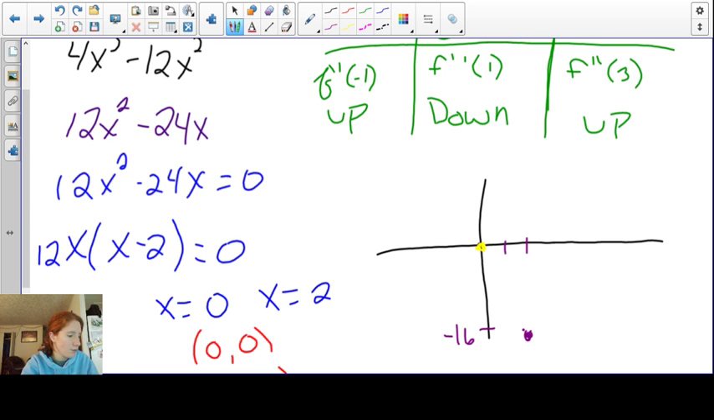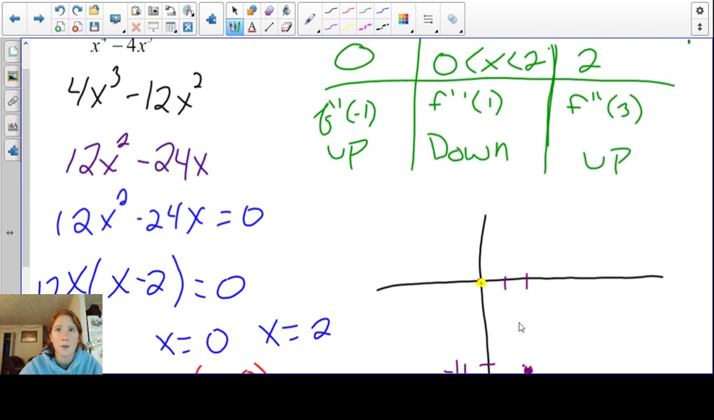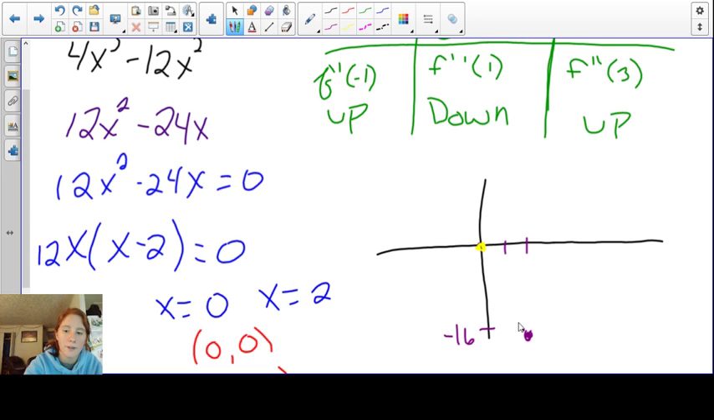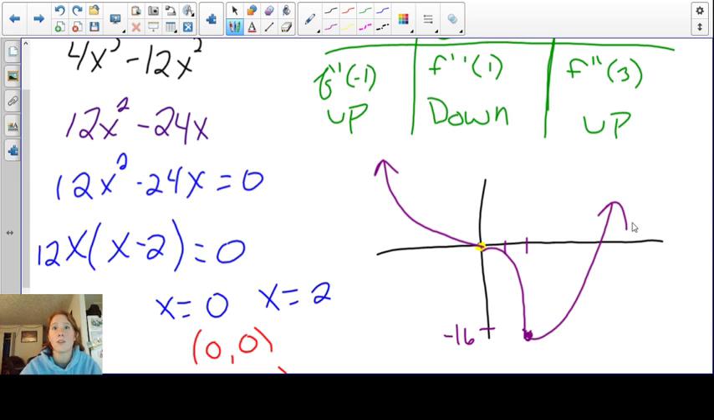So it's telling me from the left of 0, I'm going to be concave up, so I'm going to be curving upward. Between 0 and 2, I'm going to be curving downward. And then from 2 onward, we're going to be curving upward again. So this graph's a little funny.